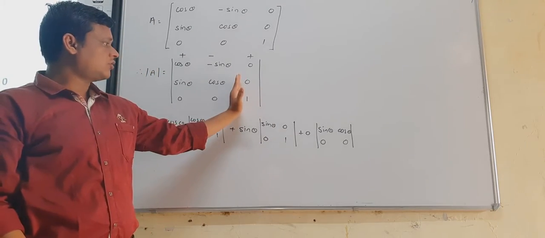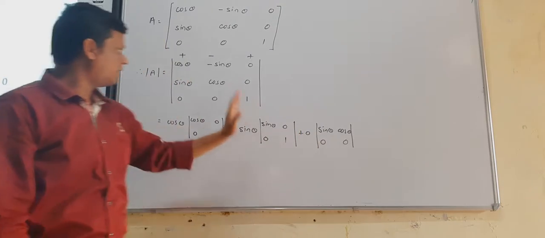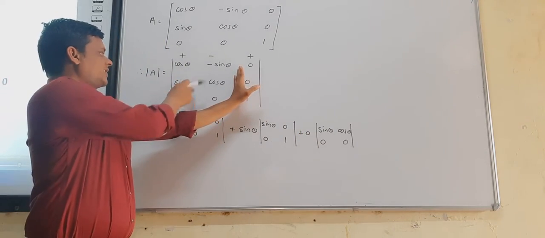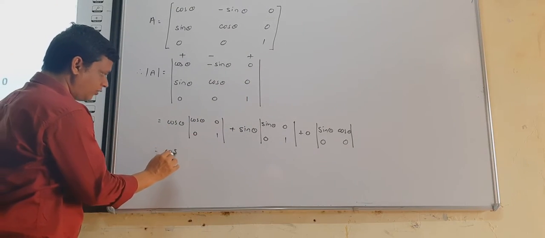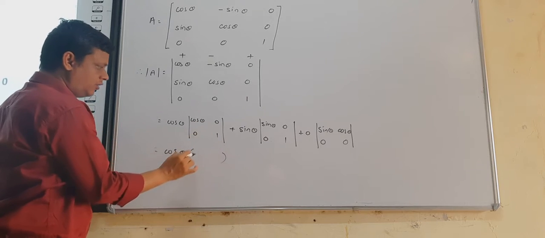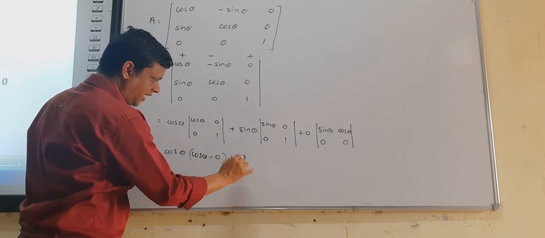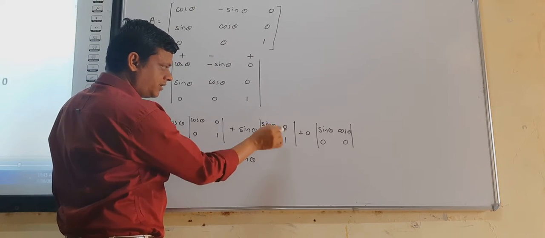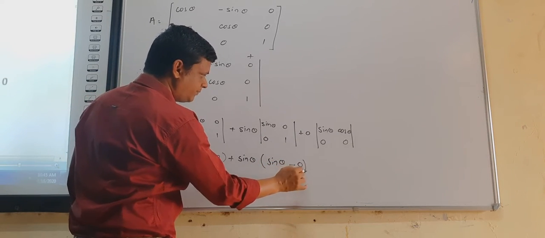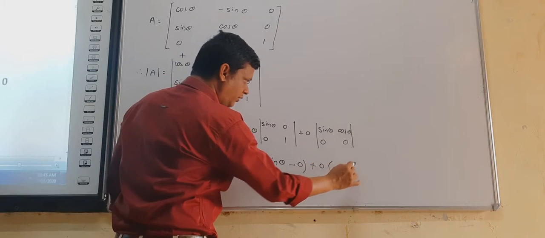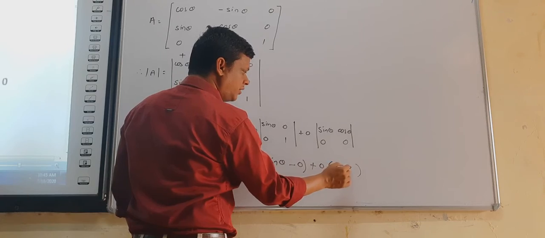Now for the last column, plus 0, we skip the last column and first row, so we write sin theta 0, cos theta 0. In this way we calculate the first determinant. Cos theta into 1 is cos theta minus 0 plus sin theta as it is. While solving this determinant, sin theta into 1 that is sin theta minus 0 plus 0 into this determinant is 0, sin theta into 0 is 0 minus cos theta into 0 is 0.